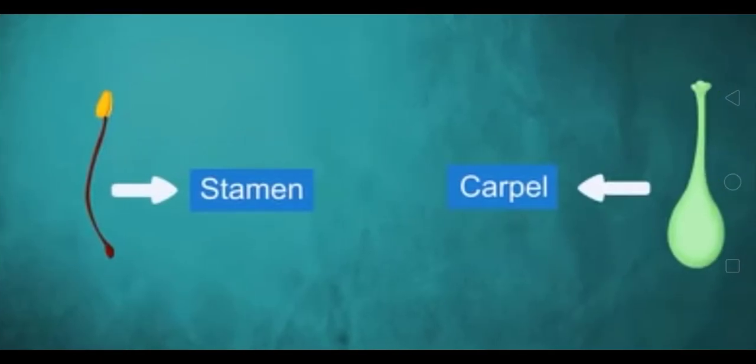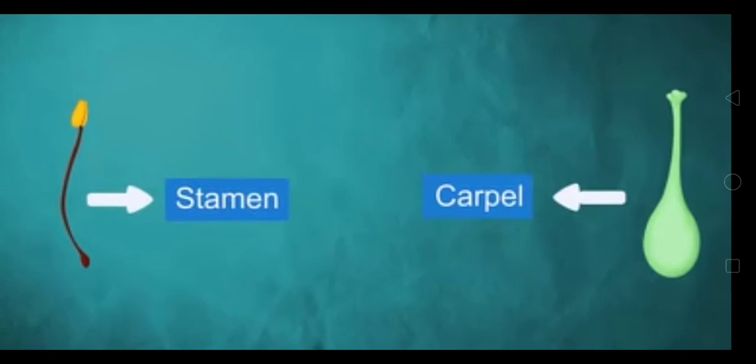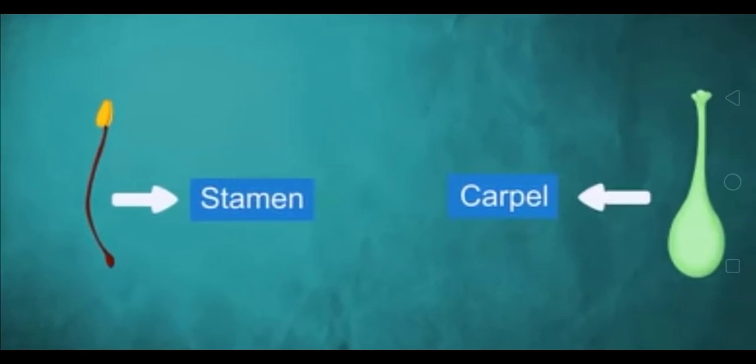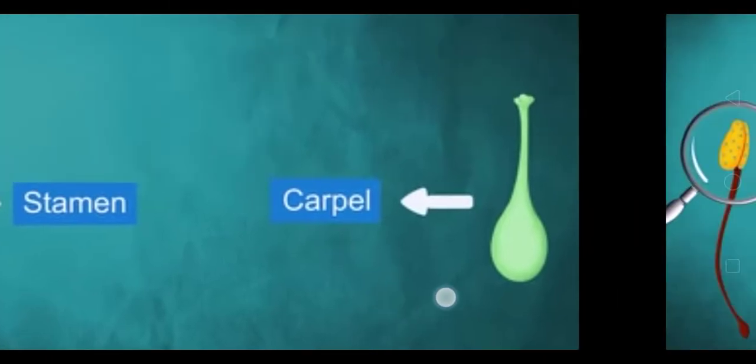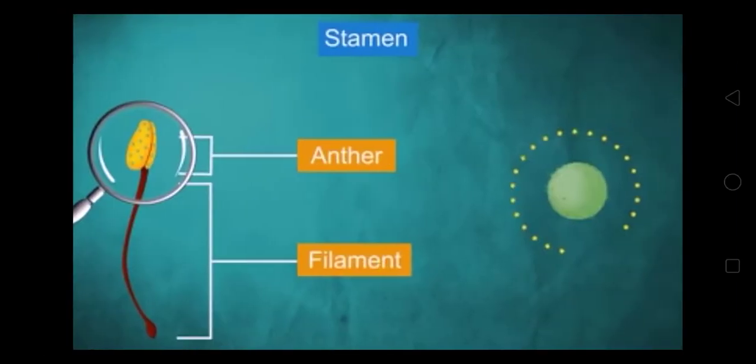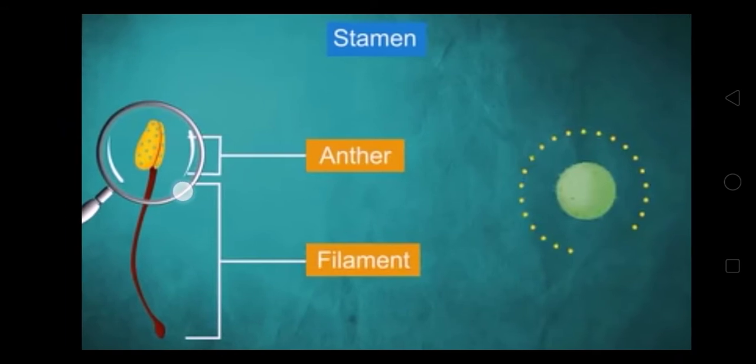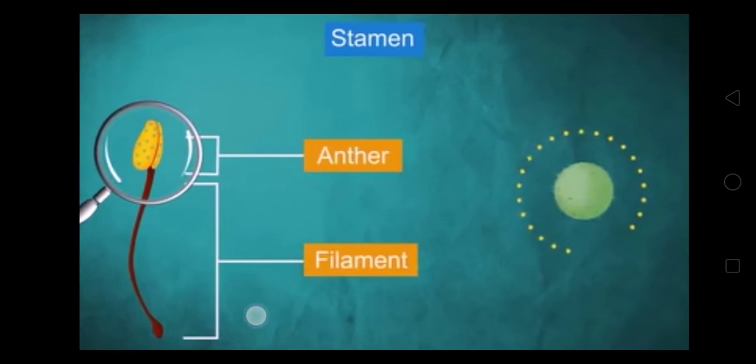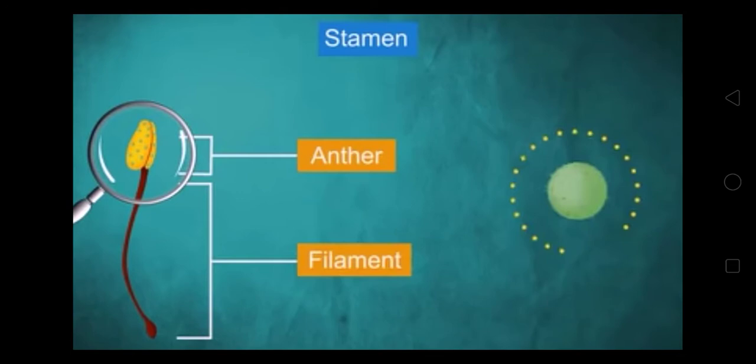So these are the two different male and female reproductive parts of the plant. The male reproductive part is called stamen and the female reproductive part is called the carpel or pistil. The stamen is further divided into two parts. The upper part is called anther and the lower part is called filament.